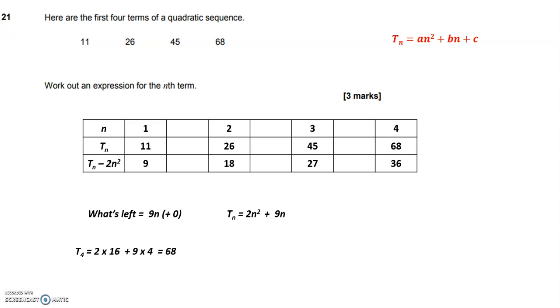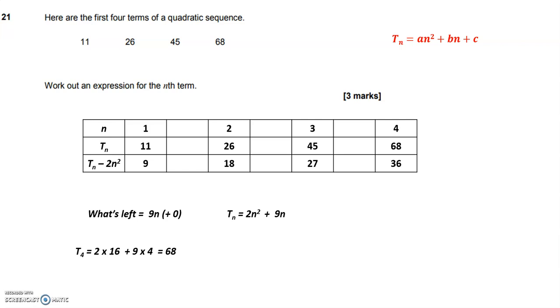Now if you're feeling very uncertain of yourself, you could check the third and the second and the first term as well. But I think if I were doing this in a pressure situation, then I would check the fourth term, make sure that it works, and then move on to the next question. I'd feel pretty certain I'd got it right. So there we go then. The answer is that the nth term is 2n squared plus 9n.